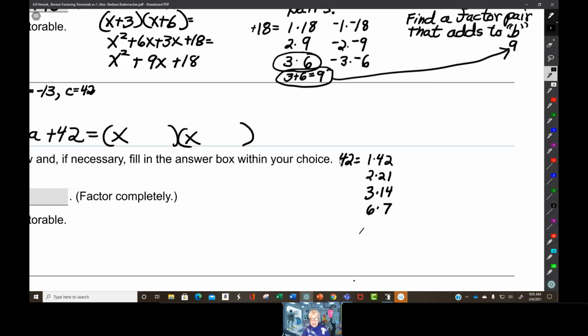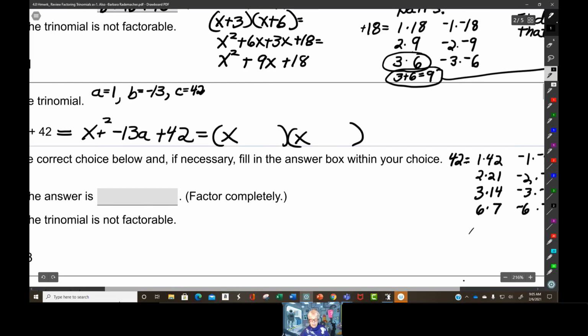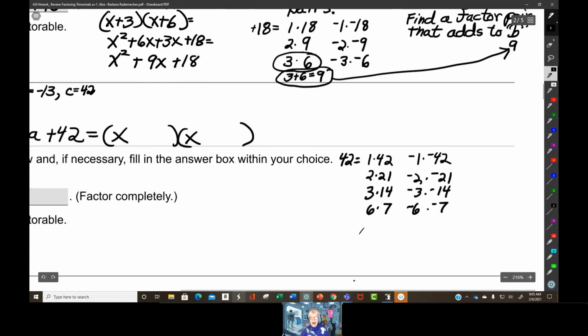And then remember that, well, it's a positive number, so I also have negative factors. Negative 1 times negative 42, negative 2 times negative 21, negative 3 times negative 14, negative 6 times negative 7. And we need negative 13. Aha! Negative 6 plus negative 7 equals negative 13. Bingo!